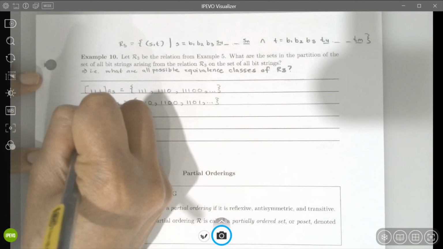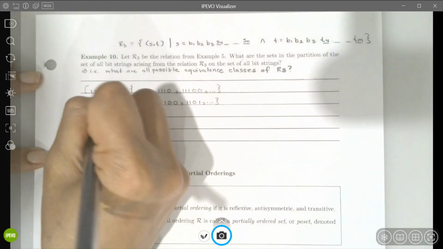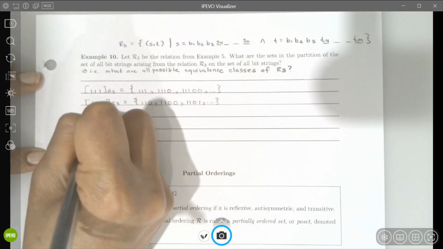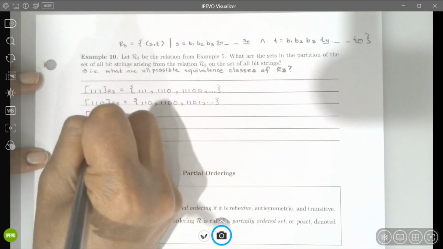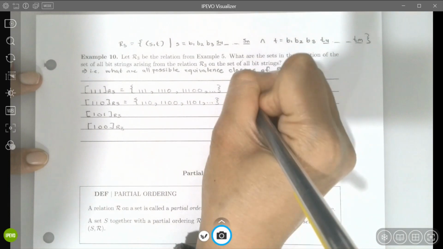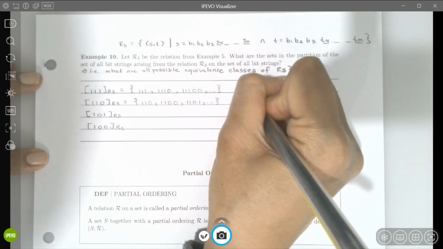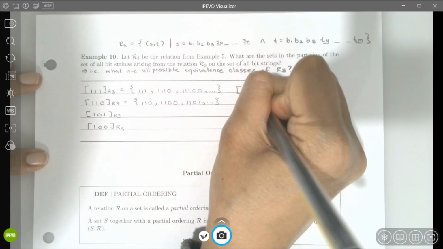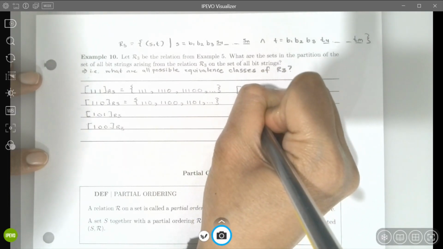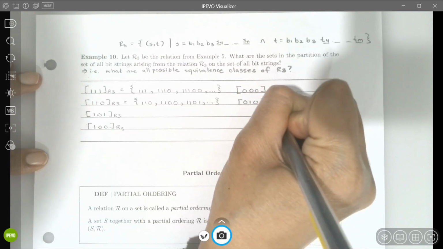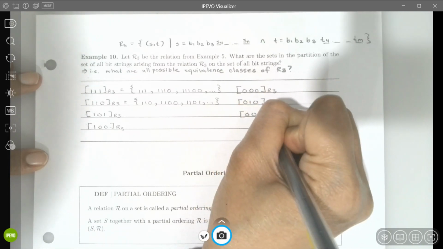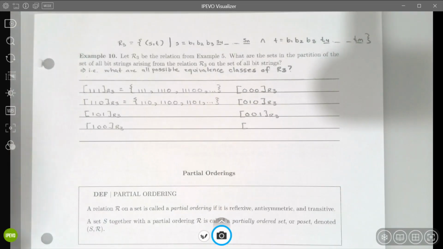Okay, what's another one? Well, we could also have 1, 0, 1 under R3, or we could have 1, 0, 0 under R3. Another one could be a 0, 0, 0 under R3. We could have a 0, 1, 0. We could have a 0, 0, 1. And a 0, 1, 1.